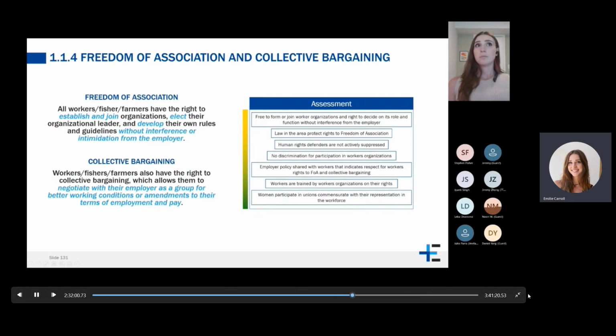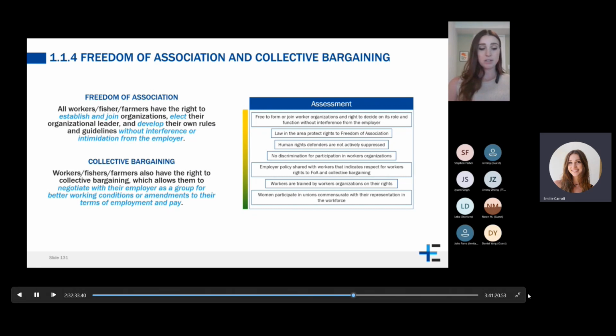So by definition, freedom of association is that all workers, fishers, and farmers have the right to establish and join organizations, elect their organizational leader, and develop their own rules and guidelines without interference or intimidation from the employer. And then collective bargaining is an extension of that, whereby fishers, farmers, and workers have the right to collective bargaining. So that's allowing them to negotiate with their employer as a group for better working conditions or amendments to their terms of employment and pay.